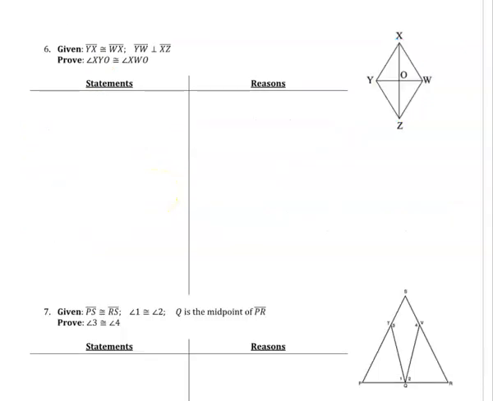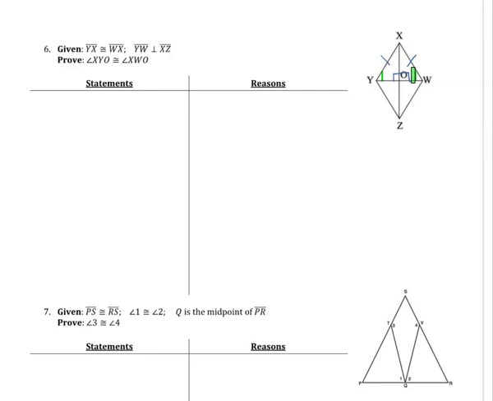All right, we are picking up now with proof number 6, where they're telling me that YX is congruent to WX, and YW, which is this segment right here, is perpendicular to XZ. So I'm just going to put a couple right angles in there. I want to prove that angle XYO, that little angle right in here, is congruent to angle XWO. Okay, so right where I put the little green markers, that's where I'm trying to get them congruent.